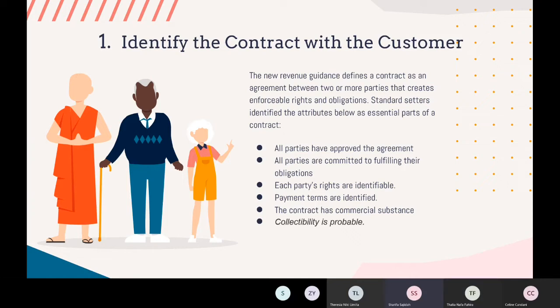All parties have approved the agreements. All parties are committed to fulfilling their obligations. Each party's rights are identifiable. Payment terms are identified. The contract has commercial substance and collectibility is probable.